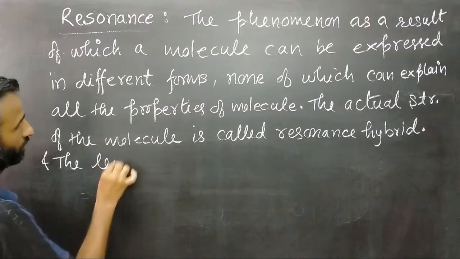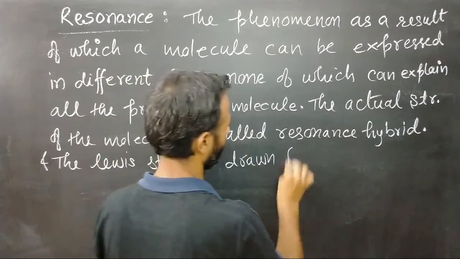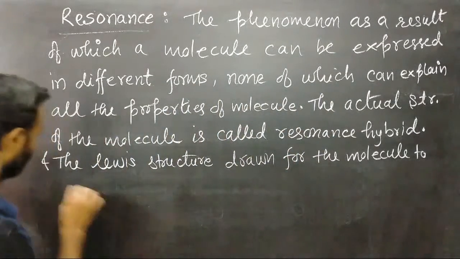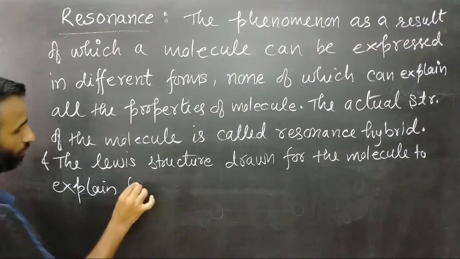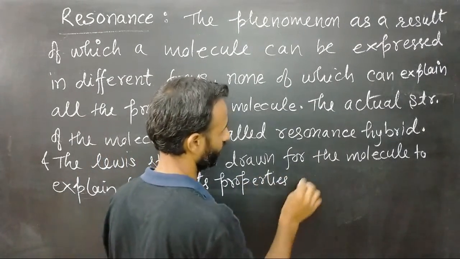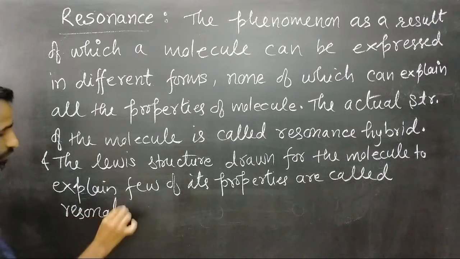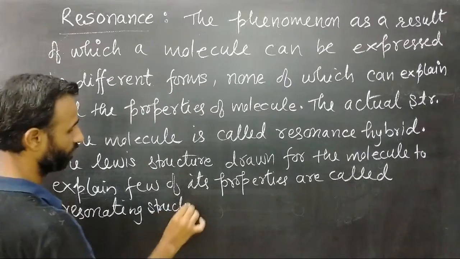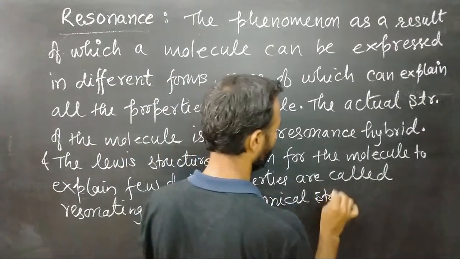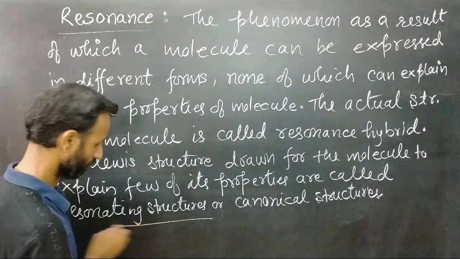and the Lewis structures drawn for the molecule to explain a few of its properties are called resonating structures or canonical structures.